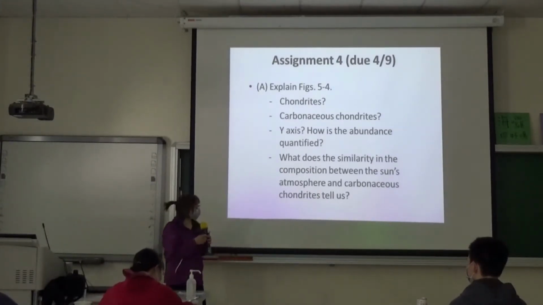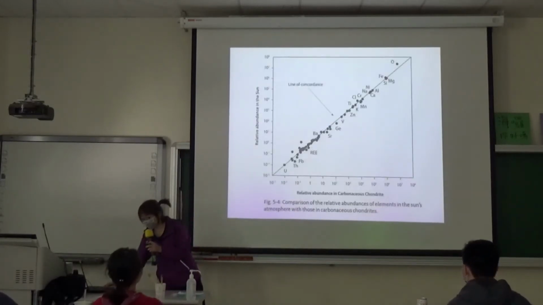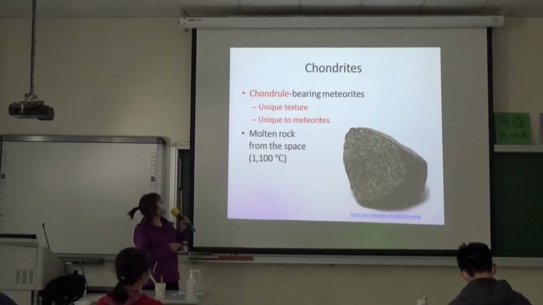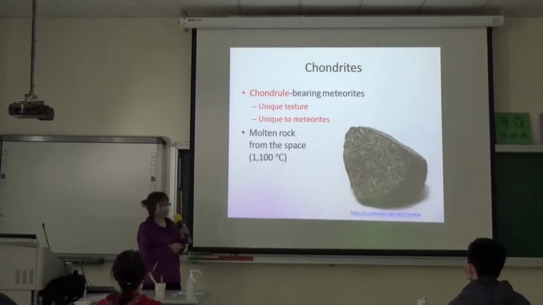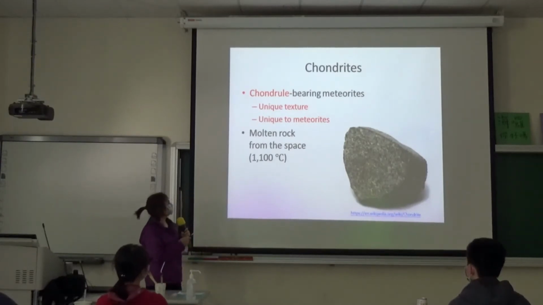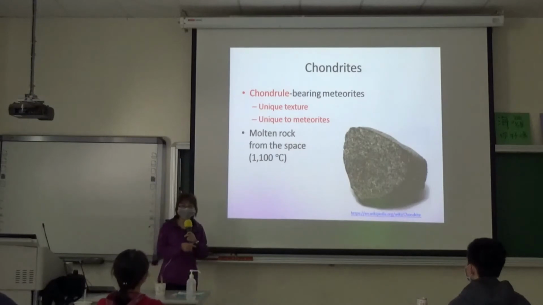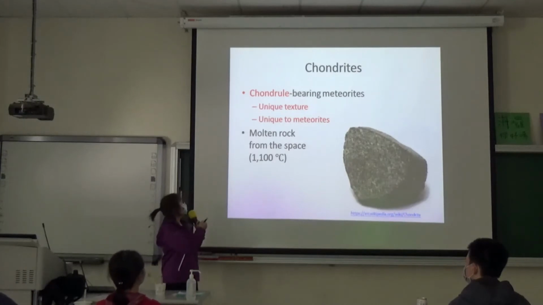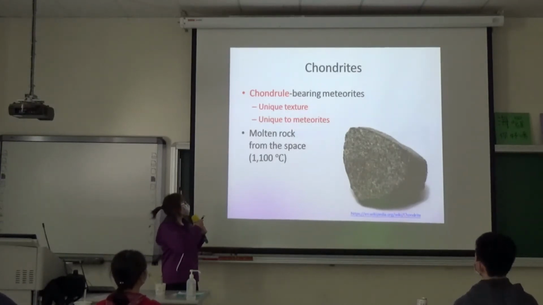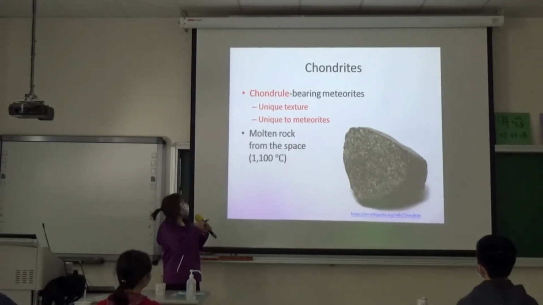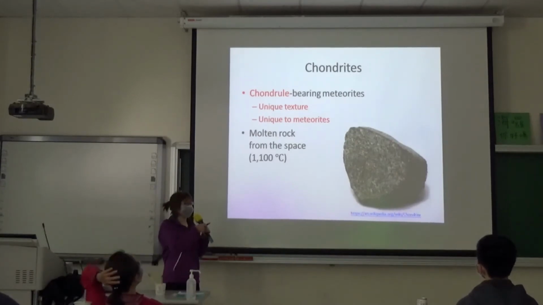First, I'm going to explain the chondrite. The chondrite is the chondrule-bearing meteorite. Can you briefly explain the Chinese name? I didn't search its Chinese name. I can only explain that it has a unique texture and it is unique to the meteorite. Why is it so unique? Because the elements in the chondrite don't exist in Earth's surface rock.